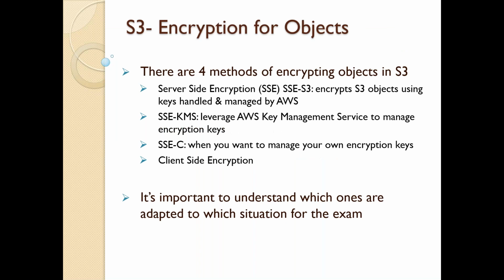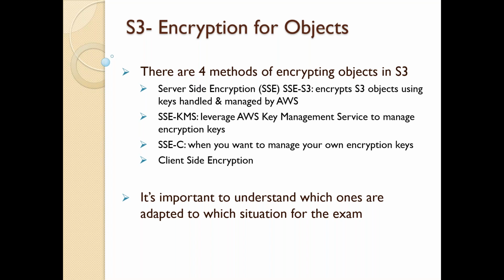So there are four methods of encrypting objects in your S3. They are called server-side encryption, and wherever you see the term SSE, that is server-side encryption. The first type is SSE-S3. It encrypts S3 objects using keys handled and managed by S3 itself, right? Everything is managed by S3.